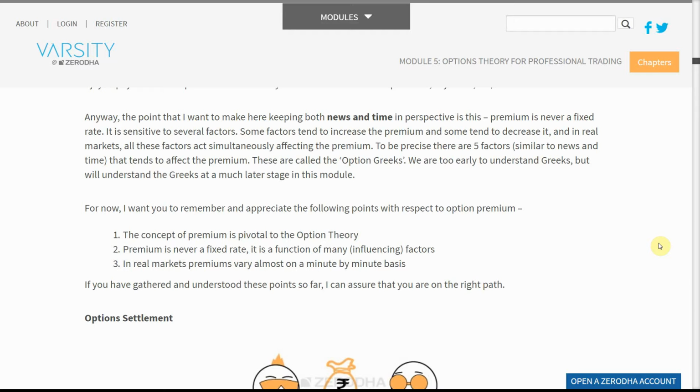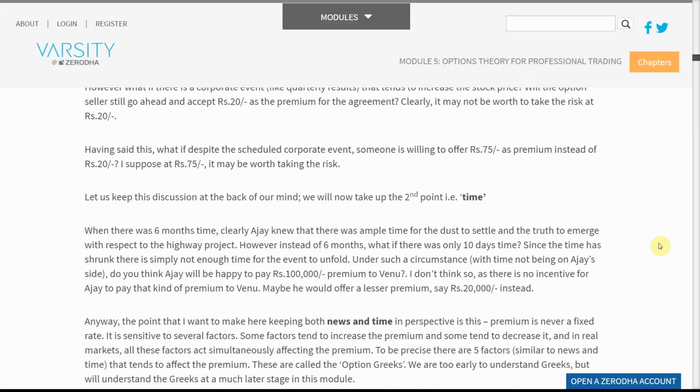For now, I want you to remember and appreciate the following points with respect to option premium. The concept of premium is pivotal to the option theory. Premium is never a fixed rate. It is a function of many influencing factors. In real markets, premiums vary almost on a minute-by-minute basis. If you have gathered and understood these points so far, I can assure you that you are on the right path.